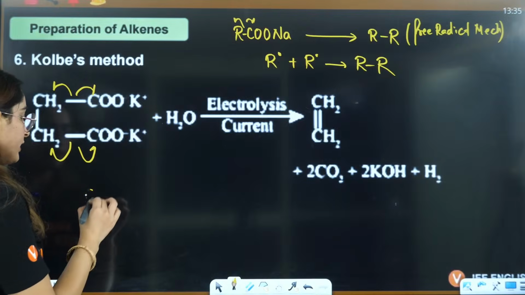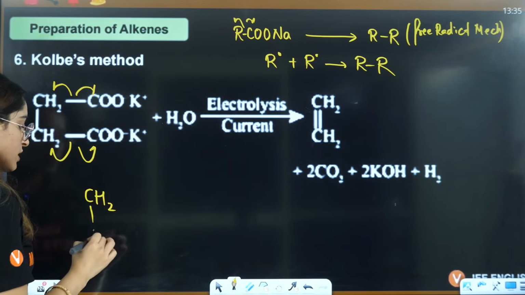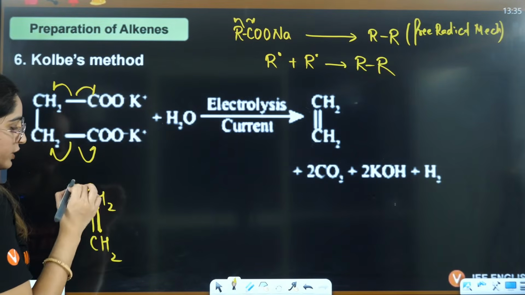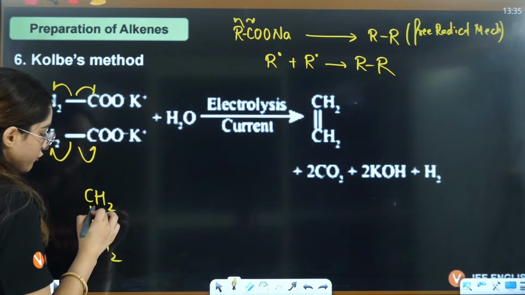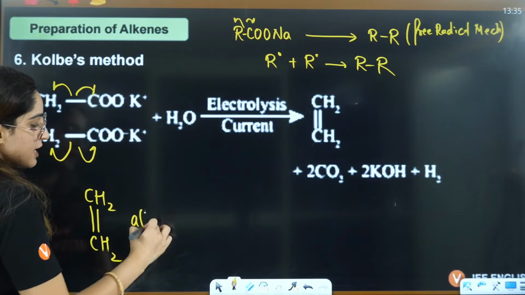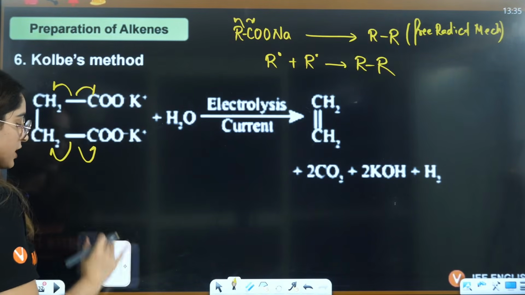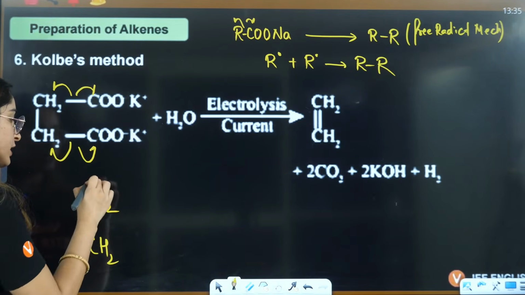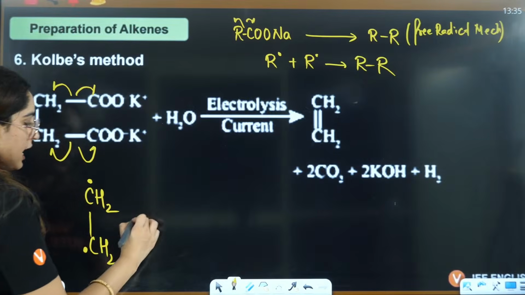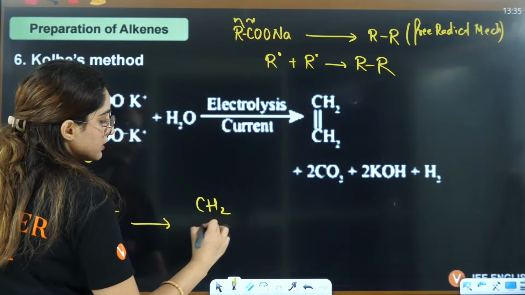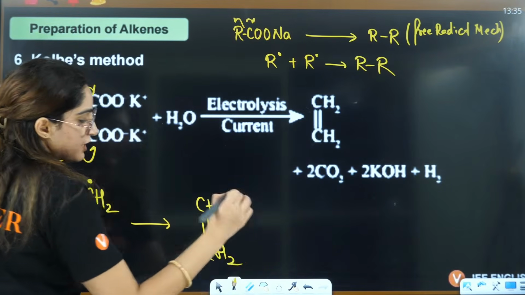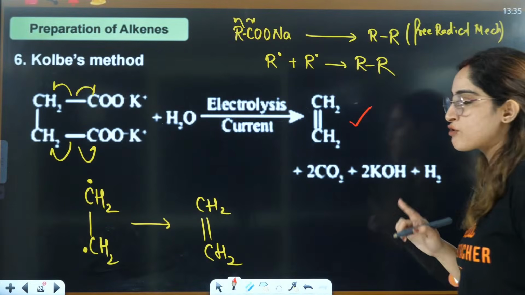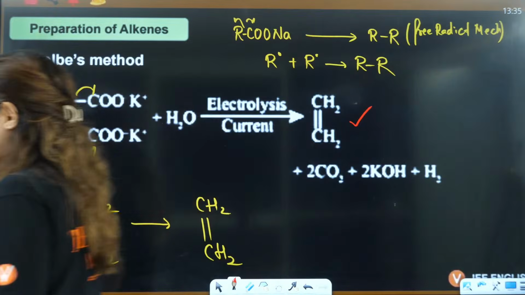Similarly here homolytic cleavage, this is CH2, CH2, this is one free radical, another free radical, they will join together and you will have the formation of a double bond, that is alkene. Okay, so CH2, CH2, this is free radical and this is free radical, and this will join together and it will give rise to alkene. And that's how by Kolbe's electrolysis alkene is formed.